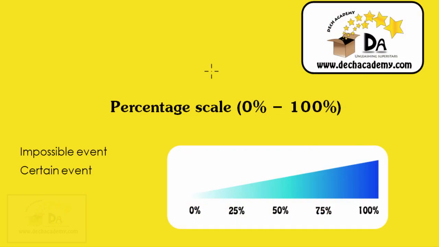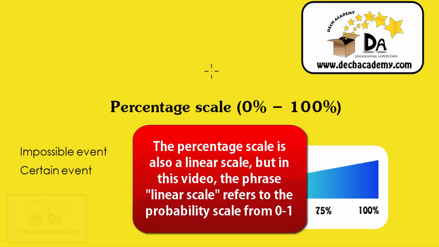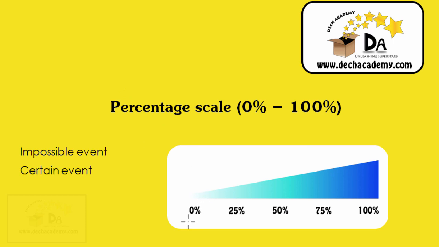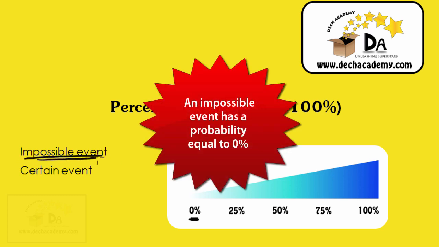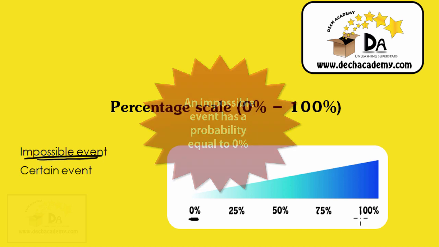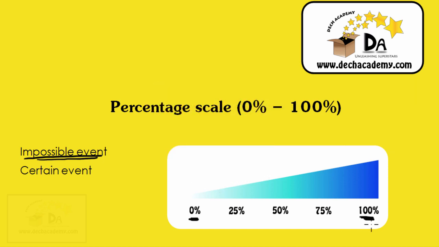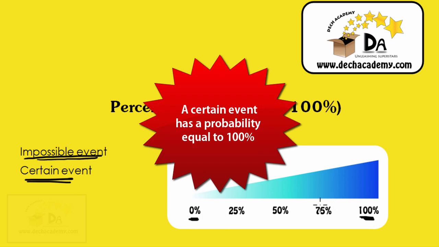Probabilities can also be expressed on a percentage basis. A percentage scale varies from 0 to 100%, as opposed to a linear scale which varies from 0 to 1. Now on this scale, an event with a probability of occurrence of 0% is an impossible event. An event with a probability of occurrence equal to 100% is a certain event. That event would definitely happen. So we have a scale here.